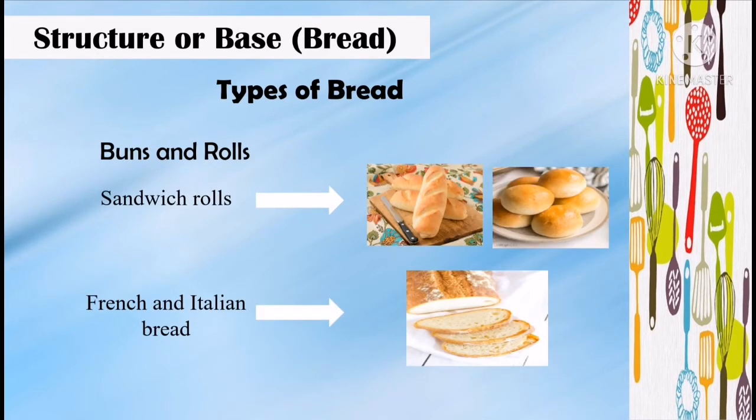The second type of bread is buns and rolls. The examples are sandwich rolls and French and Italian bread. Sandwich rolls come in all sizes, shapes, and textures. These include hamburger buns and hot dog rolls. And French and Italian bread work well for grilled sandwiches.